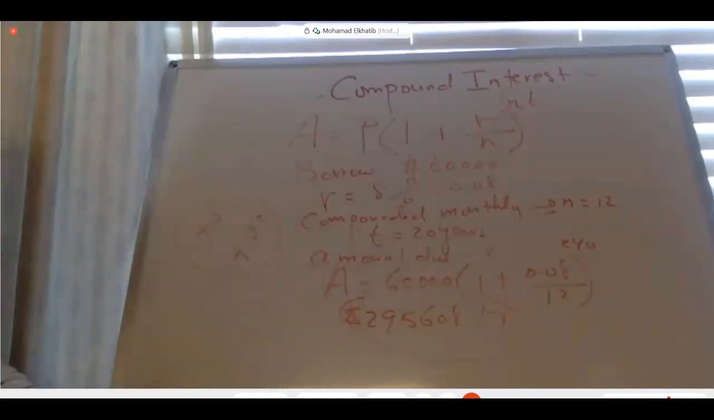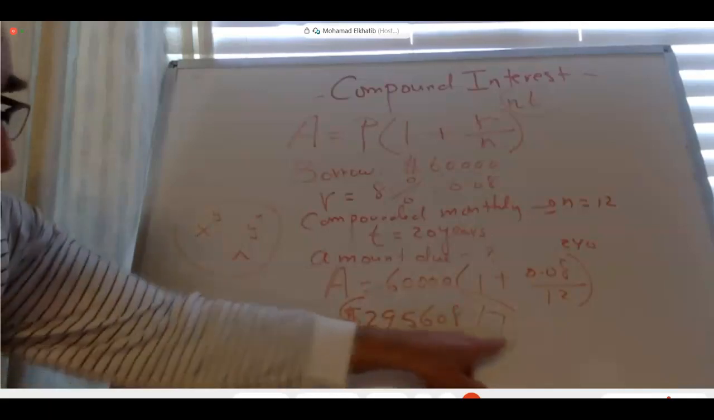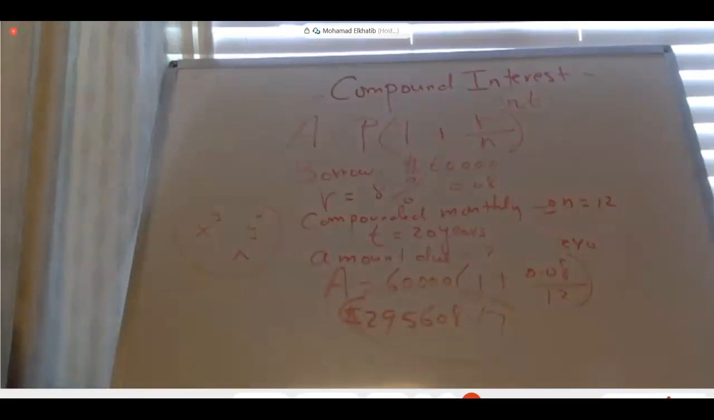And remember, you have to round it to the nearest hundredth. Don't put all these decimals on MasteringLab. Why? Because you're talking about money. Money means two numbers behind the decimal. You have to round it to the nearest hundredth. If you keep putting all these decimals, it's wrong. So did everybody get $295,608.17?